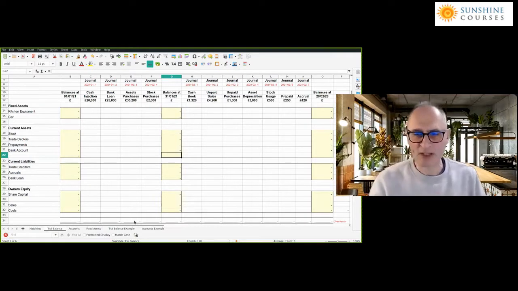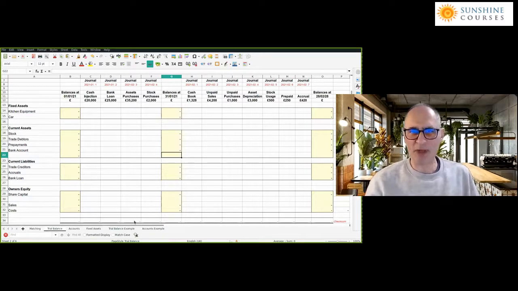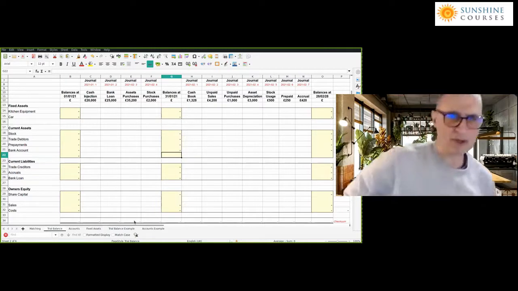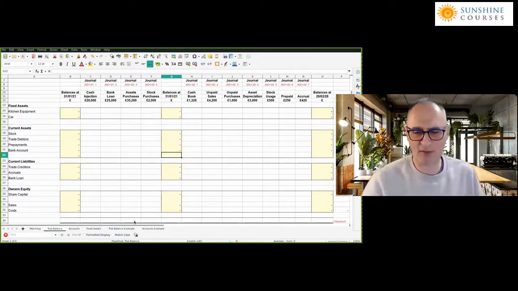And I've split this trial balance into two accounting periods. There's the month of January and the month of February. The first bit I want to do is a little bit of a recap about a trial balance. But I also want to illustrate a couple of other things just to make you feel a bit more comfortable with the trial balance.